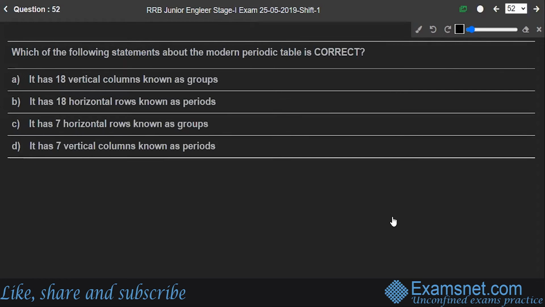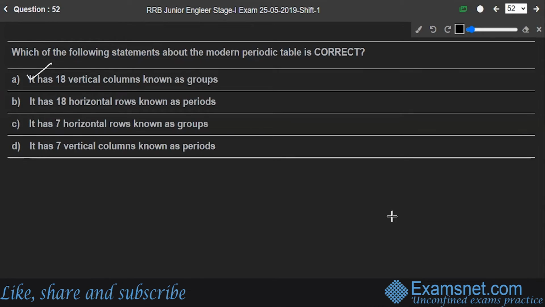Next is question number 52. Which of the following statements about the modern periodic table is correct? It has 18 vertical columns known as groups, 18 horizontal rows known as periods, 7 horizontal rows known as groups, or 7 vertical columns known as periods. The right answer is option A: it has 18 vertical columns which are known as groups. The modern periodic table has 18 vertical columns which are also called groups.